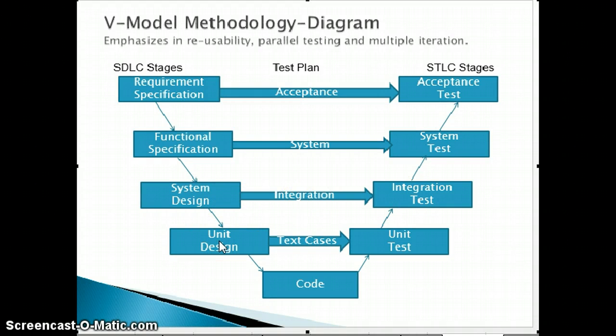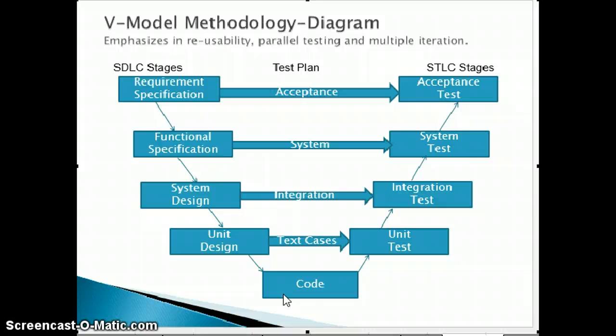The fourth stage would be unit design, and in parallel to that you would have your unit testing, and they would carry out unit testing, and if there were any errors, it would go back to unit design, so they would correct the errors, and then it would go back and be tested until it worked properly. And then the final stage would be your coding, where they would actually code the program.